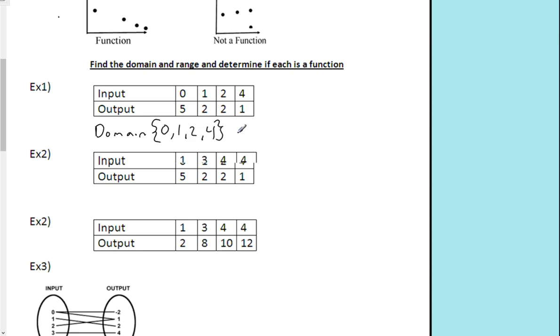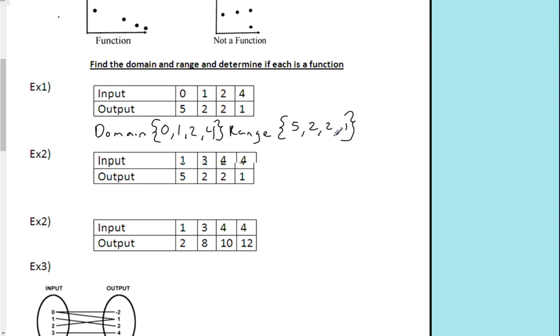All right. The range is just the outputs or the y values. So the range is my y values: 5, 2, 2, 1. Now, sometimes in textbooks you'd see these written in order from least to greatest, but I'm not going to worry about that here. We're just going to write them out.